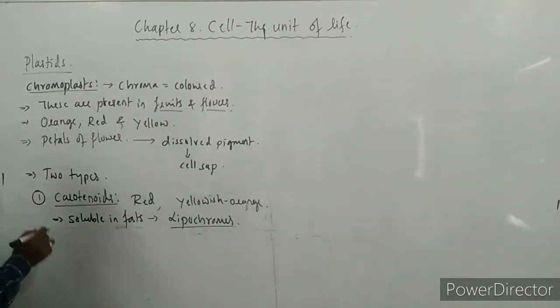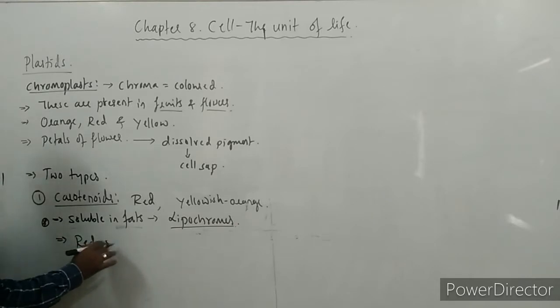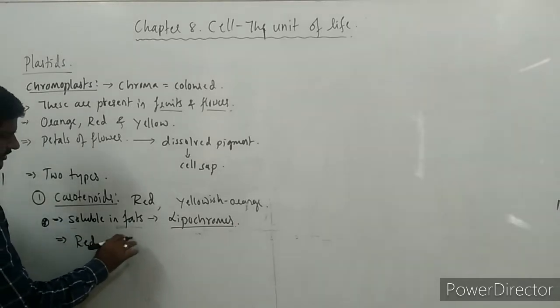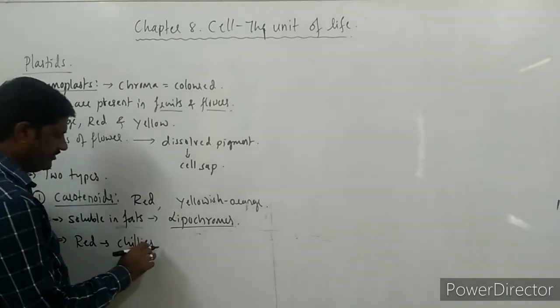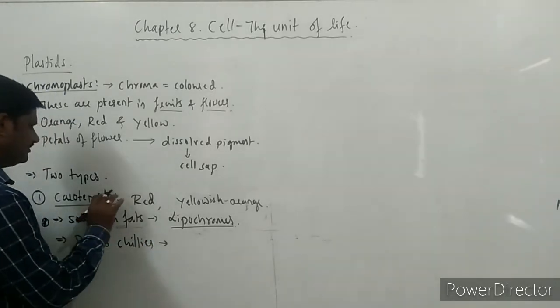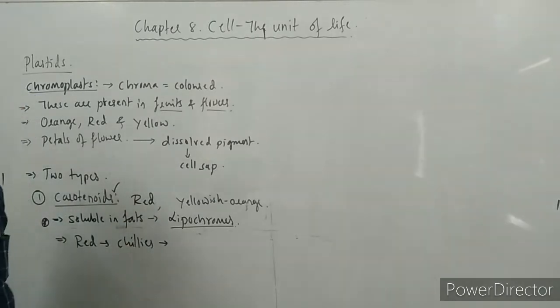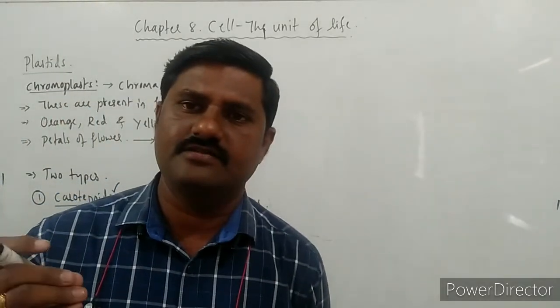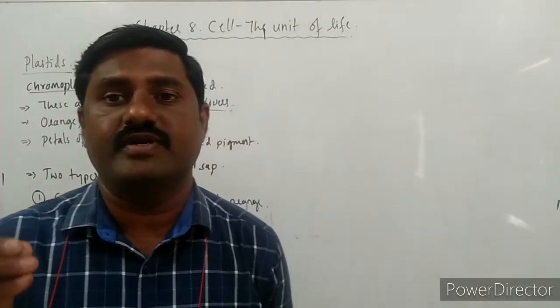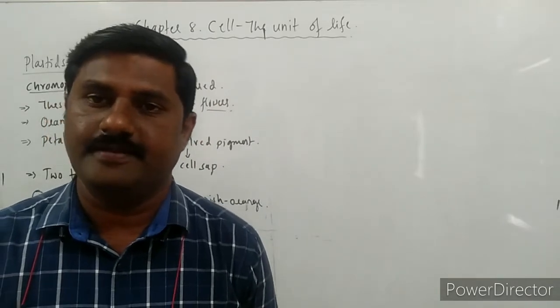So this is a very important aspect to be remembered. And here I shall take the red color. The red color of chilies is because of these carotenoids itself. The red color of chilies and other red colored fruits is there because these carotenoids are present, right?